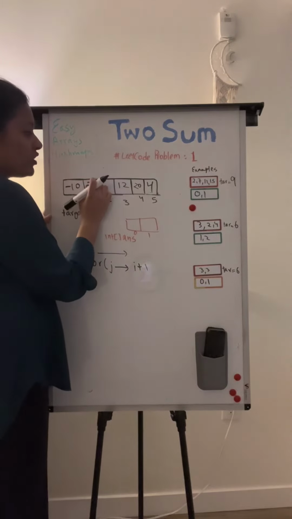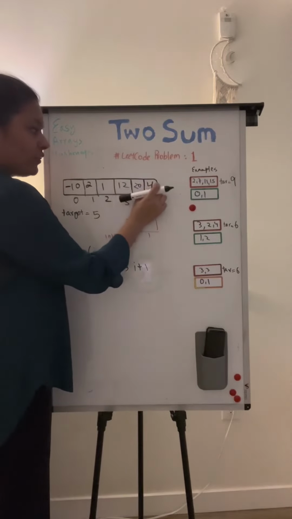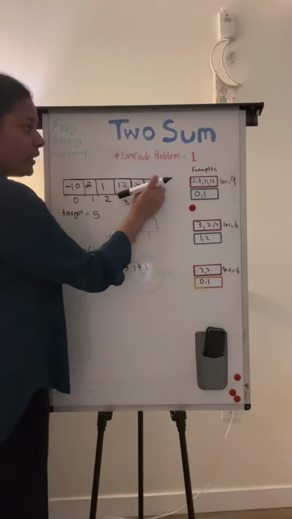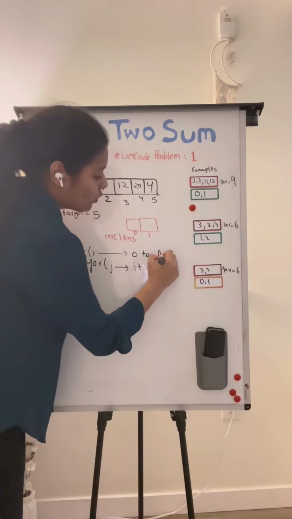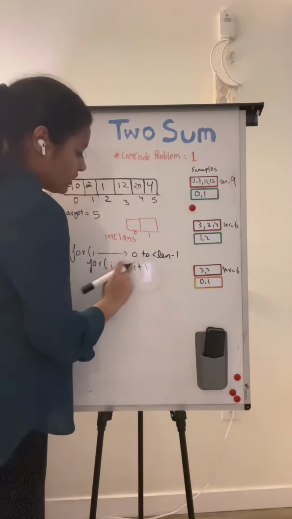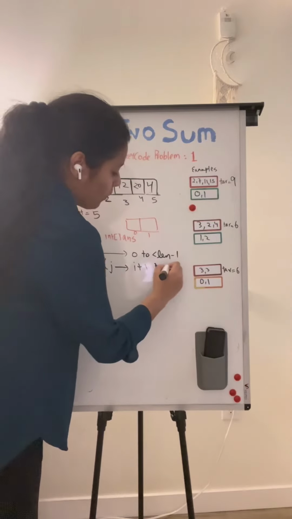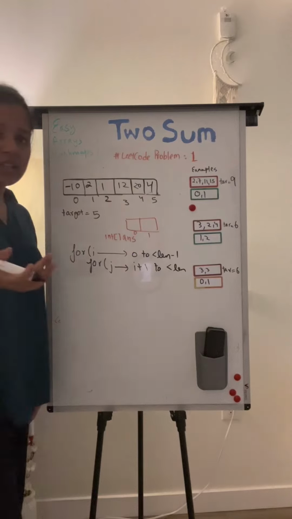Now for 2 I check 1, 12, 20 and 4. For 1 I check 12, 20, 4. For 12 I check 20 and 4. For 20 I check 4. So your i will start from 0 and it will go to less than length minus 1. Your j will start from i plus 1 and it will go to less than length. This solution would give us the answer.